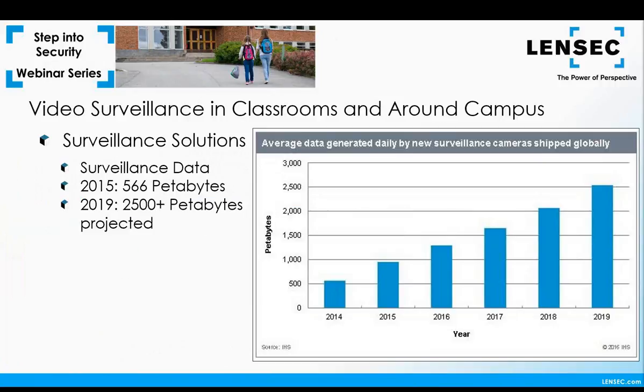The worldwide amount of data being generated by surveillance cameras in a day is mind-boggling. This graphic shows the average data generated daily by new surveillance cameras shipped globally from 2014 to 2019. According to a new report from IHS, the amount of daily data generated by new video surveillance cameras installed worldwide in 2015 was 566 petabytes. Estimates show that by the end of 2019, new security cameras will be generating more than 2,500 petabytes of data on a daily basis.